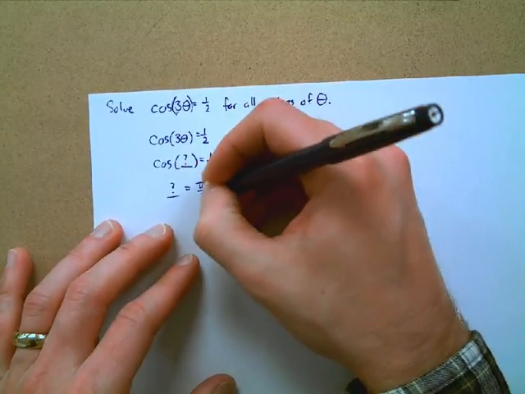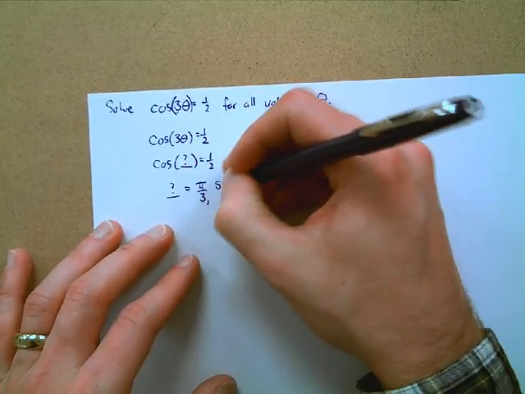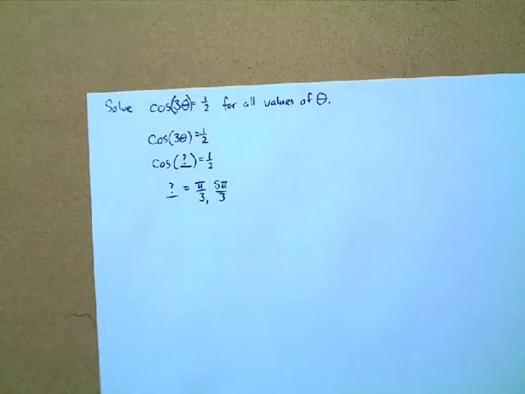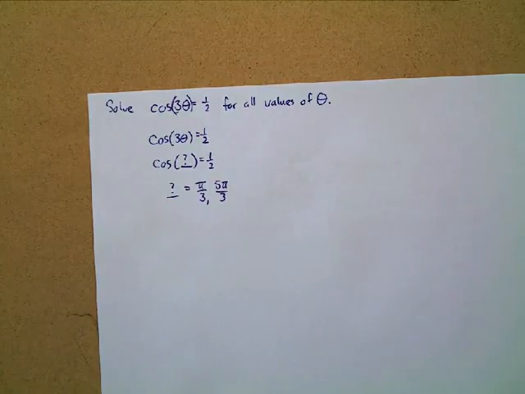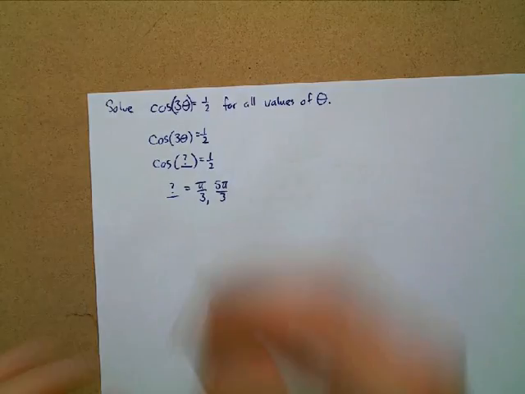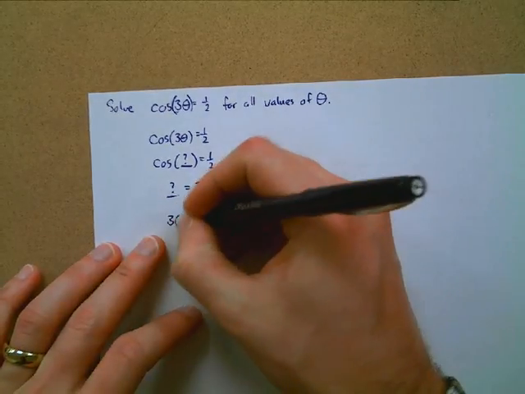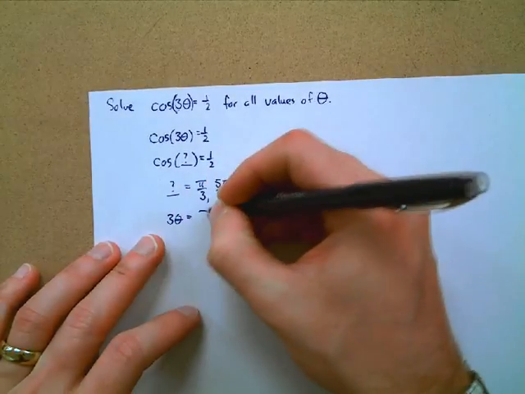But of course, we don't have a question mark inside the parentheses there. What's inside the parentheses? It's 3 theta. So that really means that 3 theta has to equal pi over 3, 5 pi over 3. And of course, if we want more solutions, we're going to be adding that 2n pi as well.